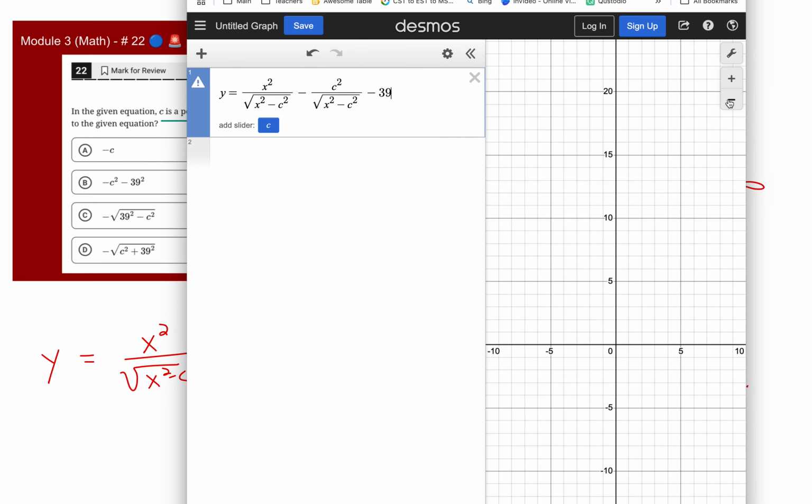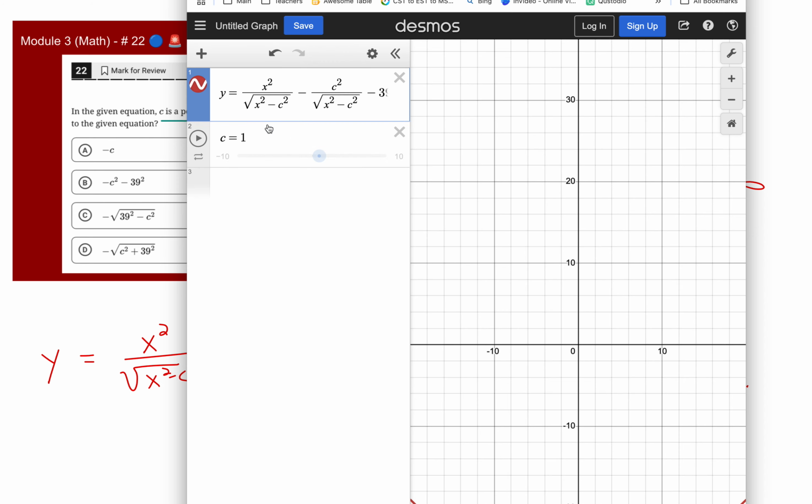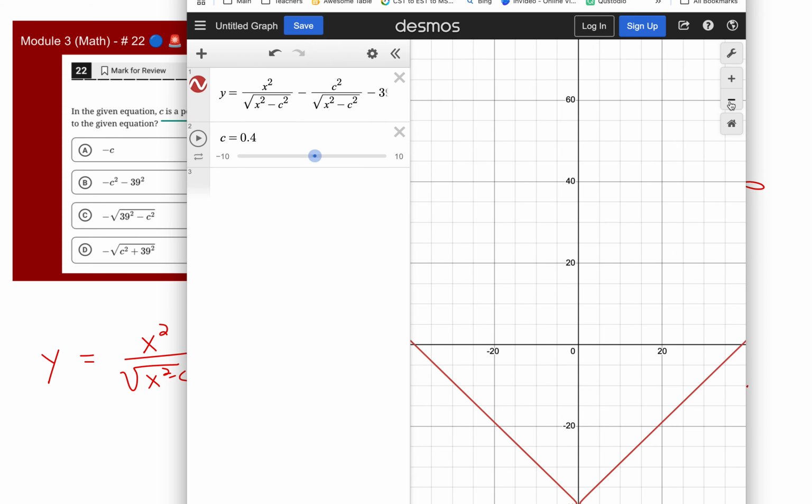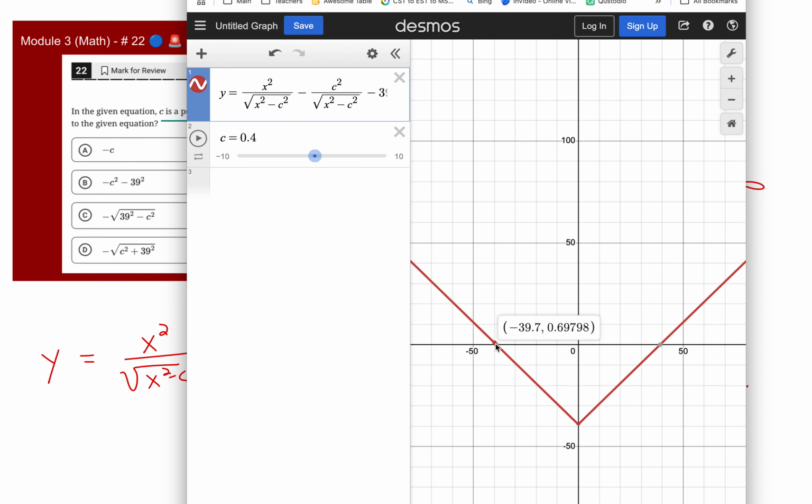Okay, so there's no graph so far. I can go ahead and squish this a little bit. Okay, there we go. Now I'm going to zoom out a little bit. There. Okay, so we have right here a couple of x-intercepts. All right, but this c is 0.4.